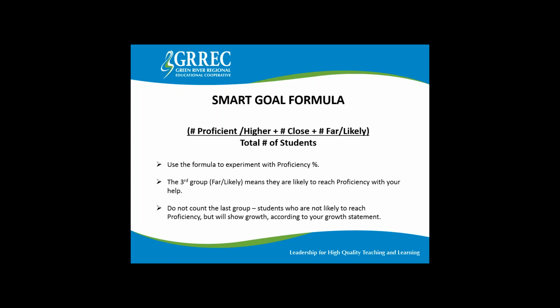If you take a look at that, what you're going to do is take a look at the number of students that are already proficient on the enduring skill. Sometimes you'll have some students, one or two, that might already be at the proficient stage or even a little higher, and then you add that to the number of students that are close to making proficiency already.